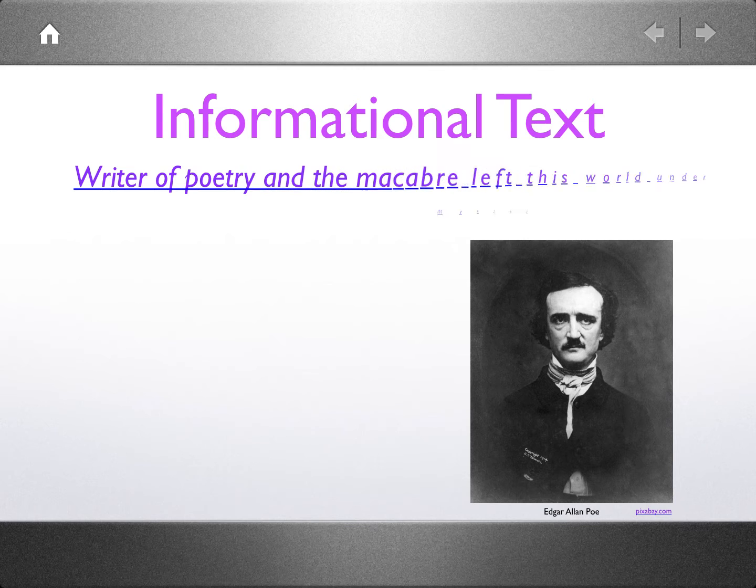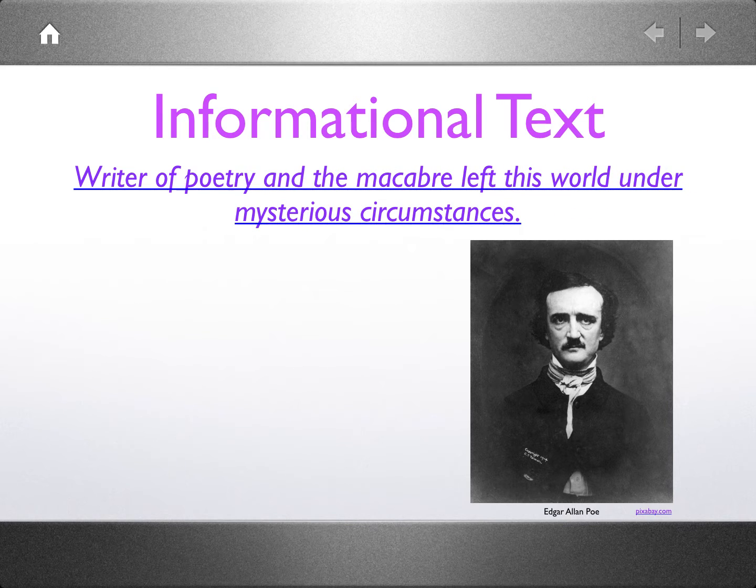So for informational text, take a moment to read this article. Writer of poetry in the macabre left this world under mysterious circumstances. You want to make sure you cite the text, and by citing the text, that means you need to include the author, the publication, which in this case is an article, the title, and the purpose of the article.